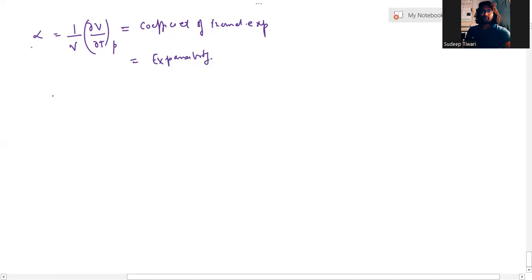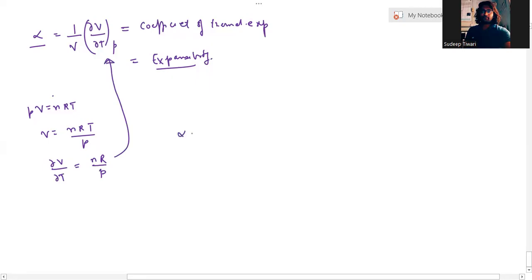Okay, so just think about it. What would be the expansivity for an ideal gas? If I take an ideal gas, then PV is equal to nRT, so volume becomes nRT upon P. If I differentiate del V upon del T, I'll simply get nR upon P. So instead here I can place nR upon P. So alpha becomes nR upon PV.